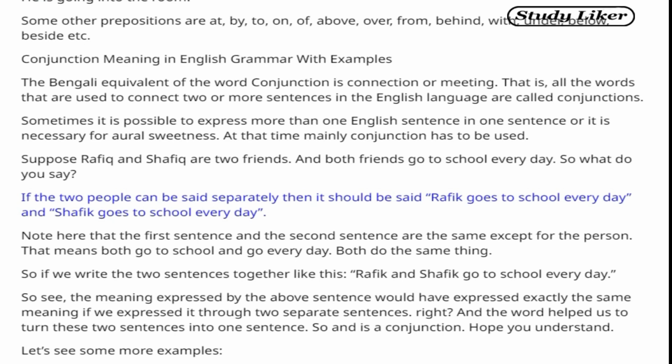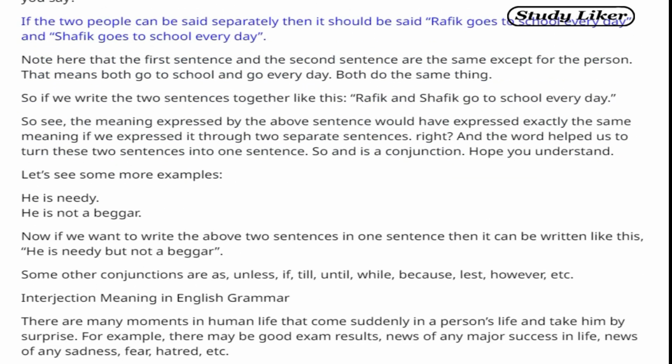If the 2 people are spoken of separately, then it should be said: Rafiq goes to school every day and Shafiq goes to school every day. Note here that the first sentence and the second sentence are the same except for the person. That means both go to school every day. Both do the same thing. So if we write the 2 sentences together like this: Rafiq and Shafiq go to school every day.